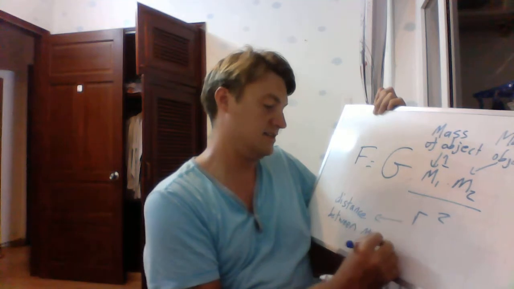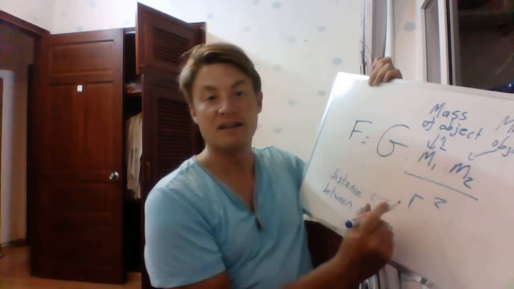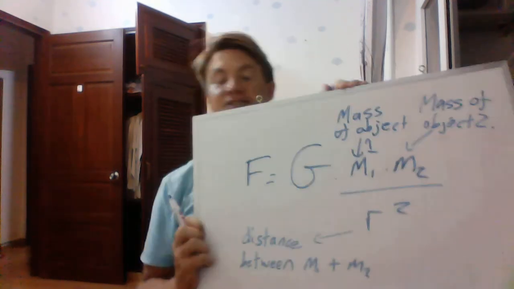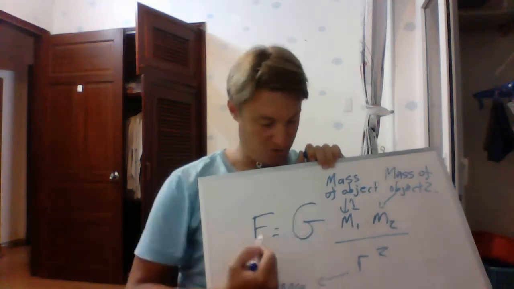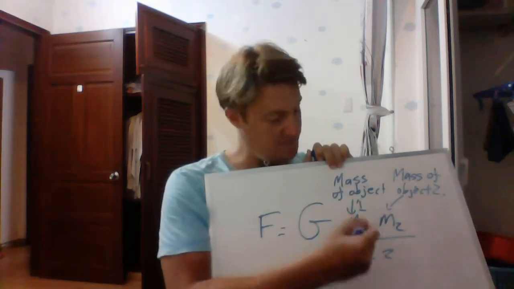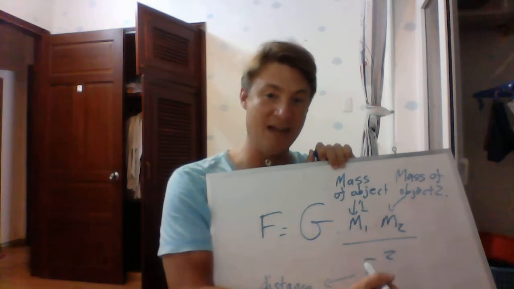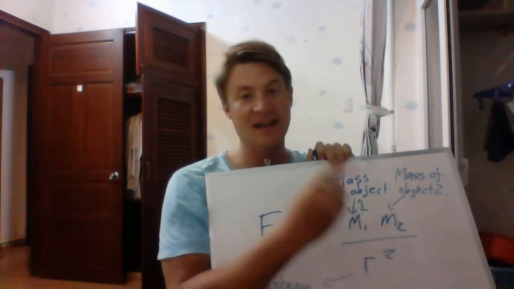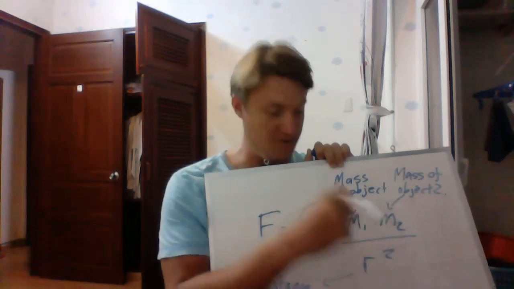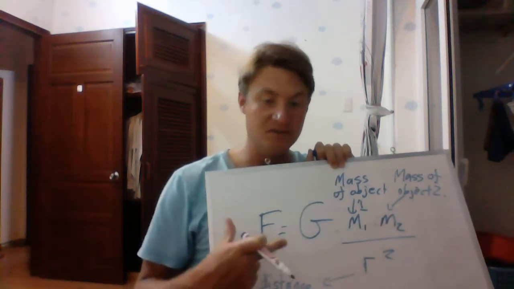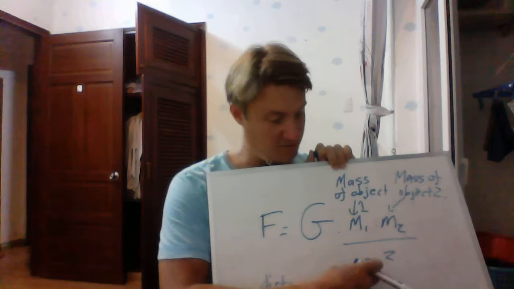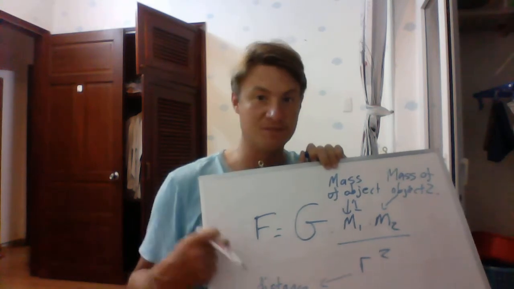m1 and m2. Now notice this follows an inverse square law, whereby the force is inversely proportional to the square of the radius. So basically, if the distance between objects doubles, the force falls by a factor of r squared, i.e. becomes 4 times as small.